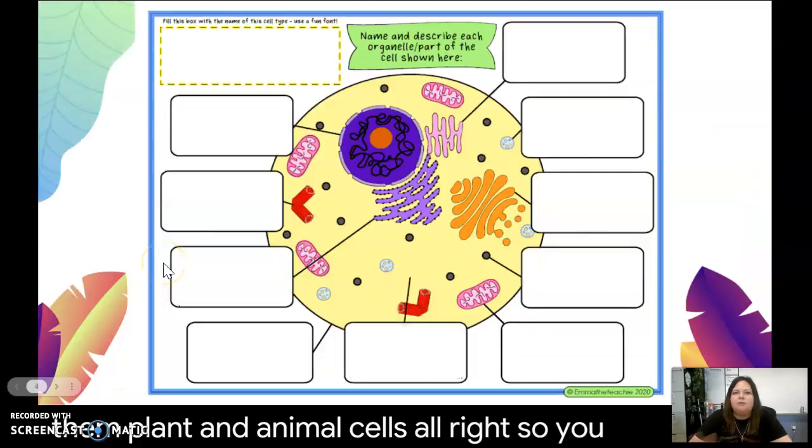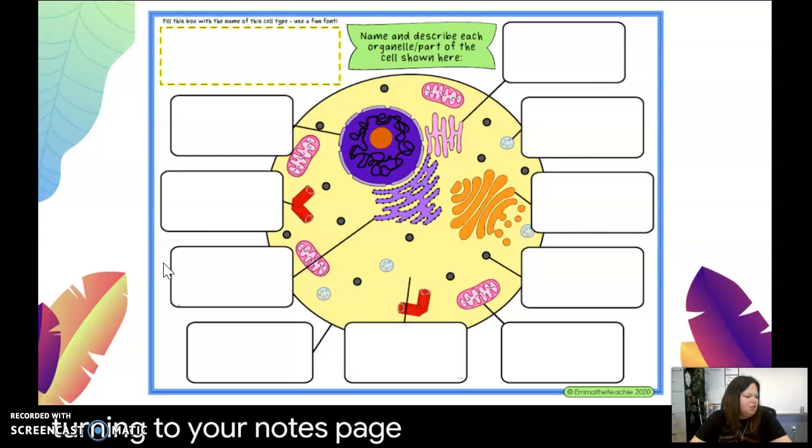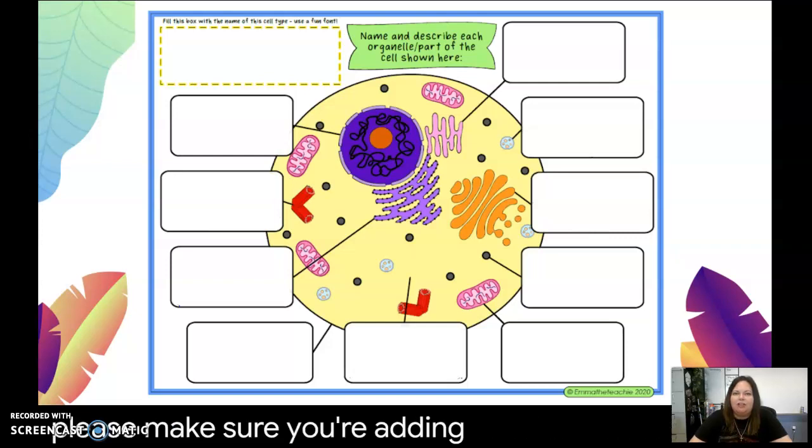All right, so you should be turning to your notes page on 45, maybe, somewhere around there. And you're going to be filling in this information as we go. Again, this should be colored, so please make sure you're adding color to it.